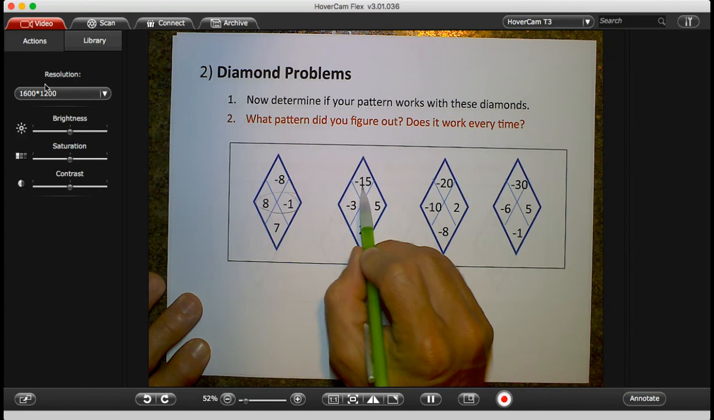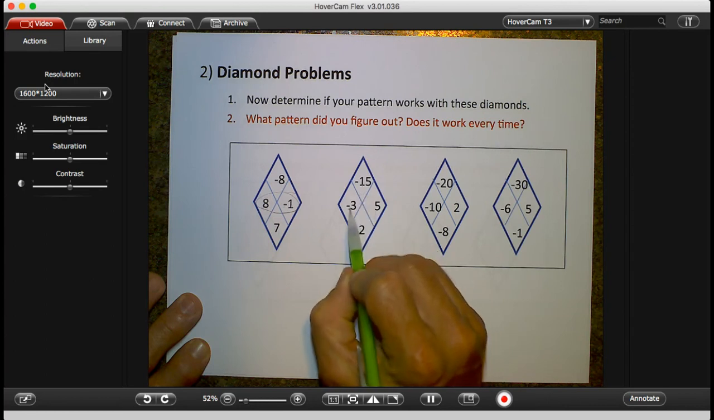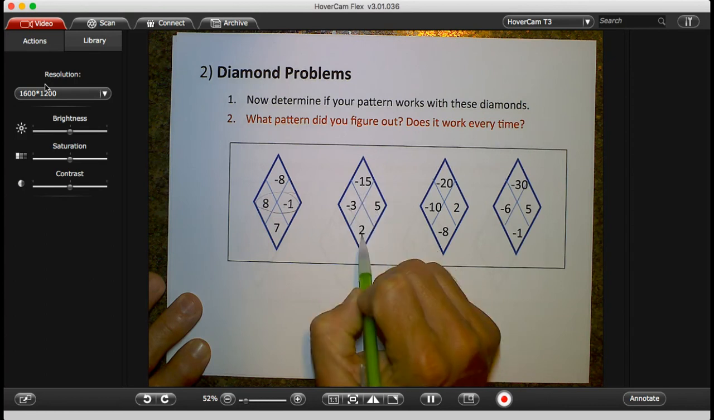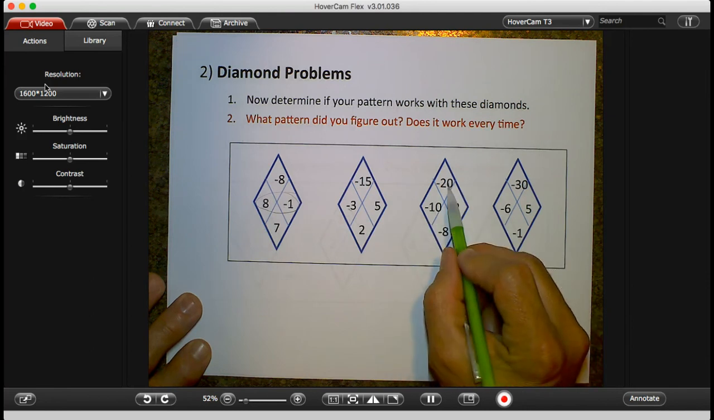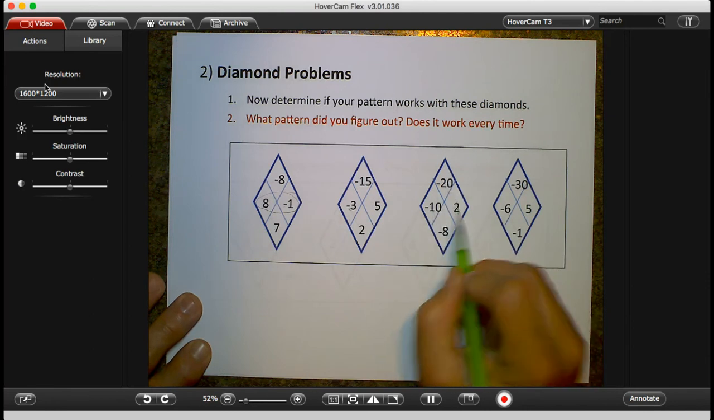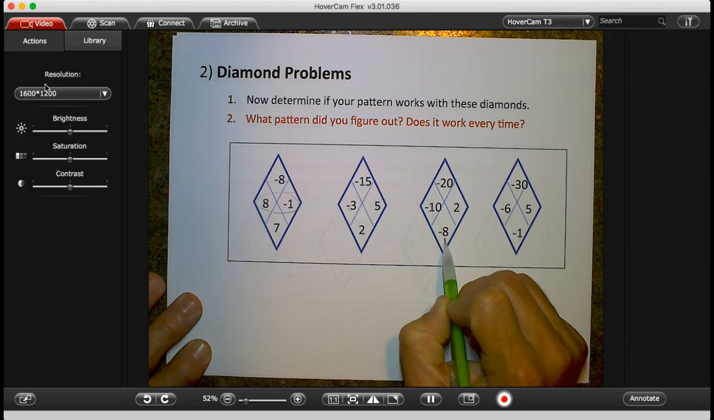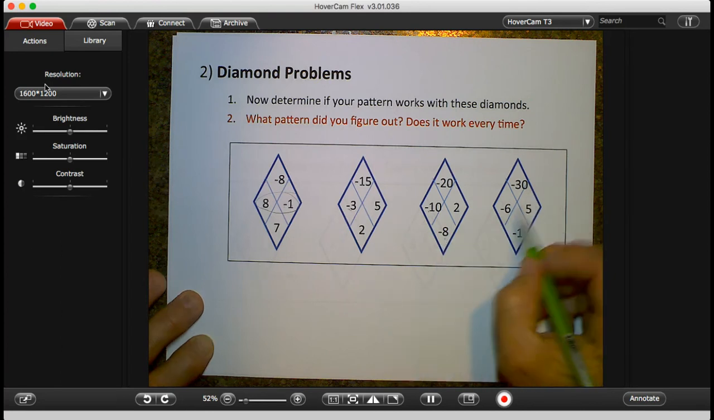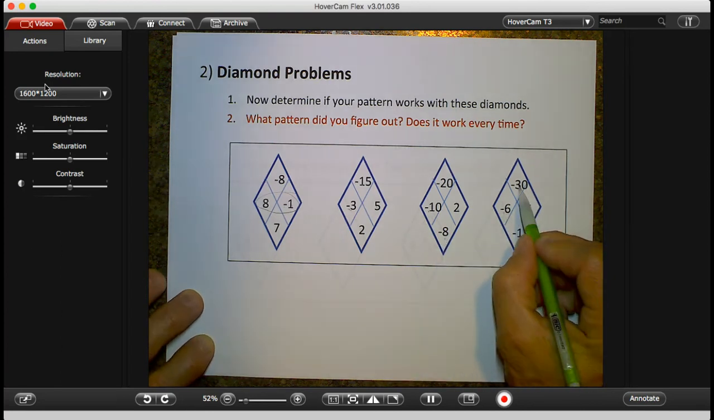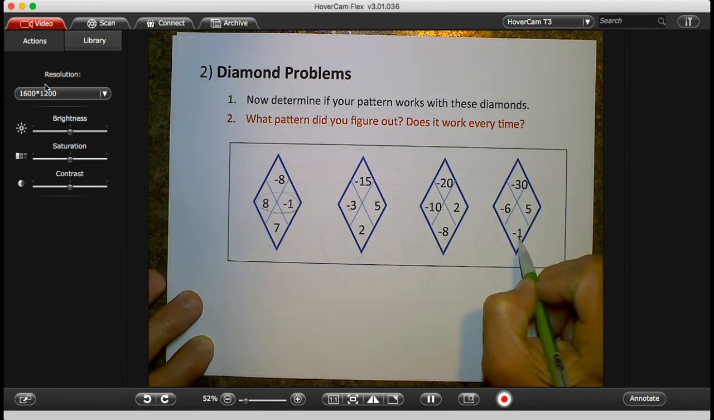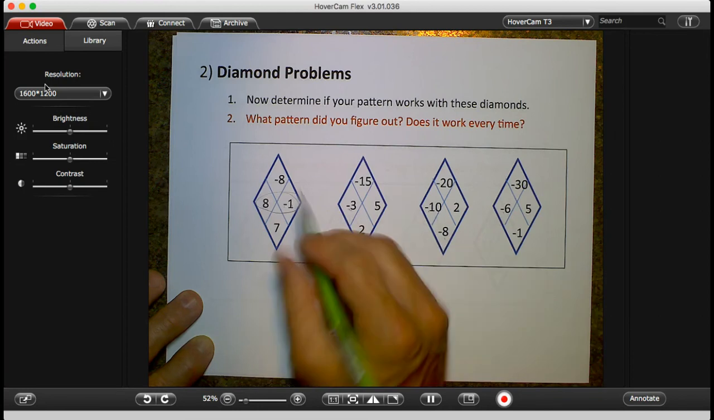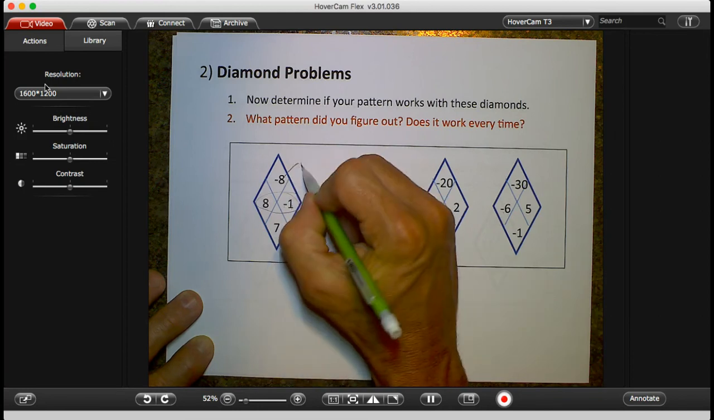Negative 3 times 5, negative 15. Negative 3 plus 5 would be positive 2. Negative 10 times 2, negative 20. Negative 10 plus 2 would be negative 8. Yeah, that works. Negative 6 times 5 would be negative 30. And negative 6 plus 5 would be negative 1. That works. So our pattern again is the top number is the product.